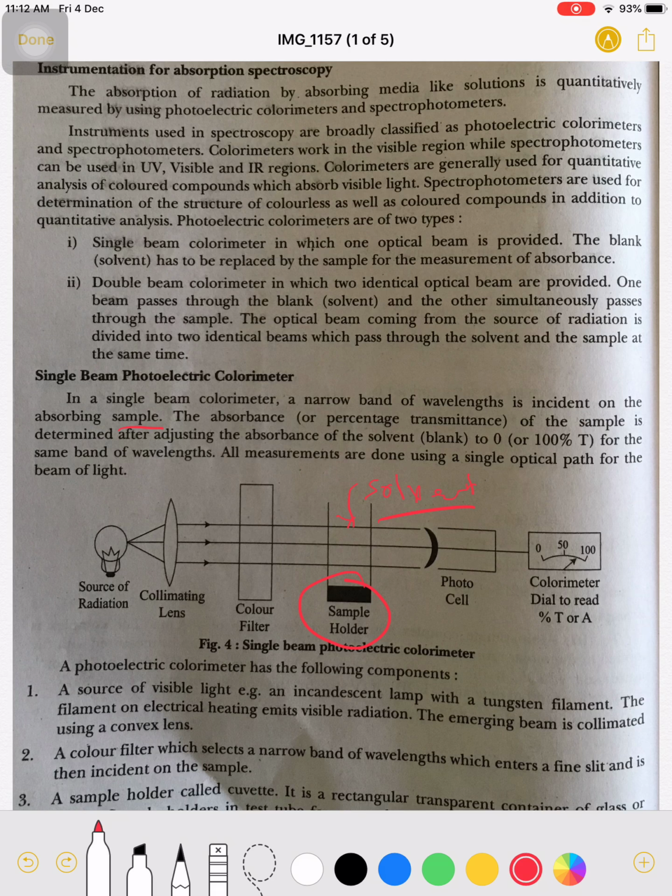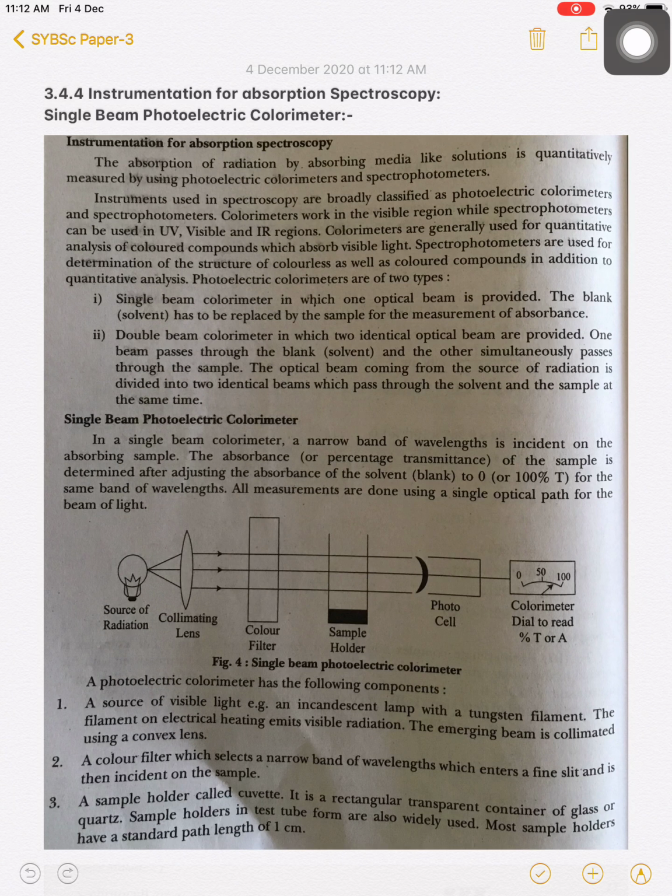So all measurements are done using a single optical path for the beam of light. In this case we are using only a single beam of light, and that is passed through the solvent solution and the sample solution. When it first passes through the solvent, the absorbance should be 0 or the transmittance should be 100%. Now see the points which are explained here.